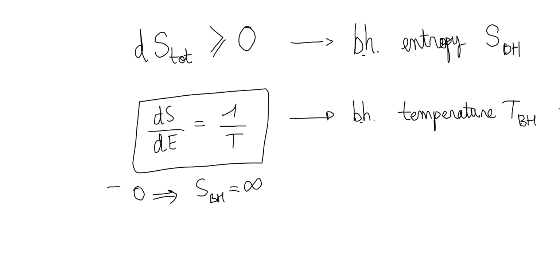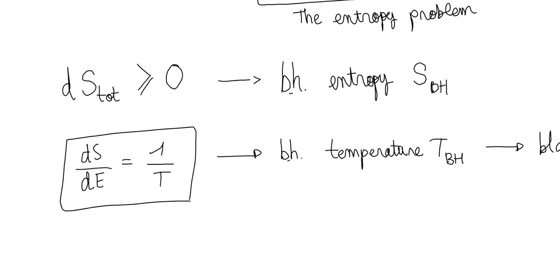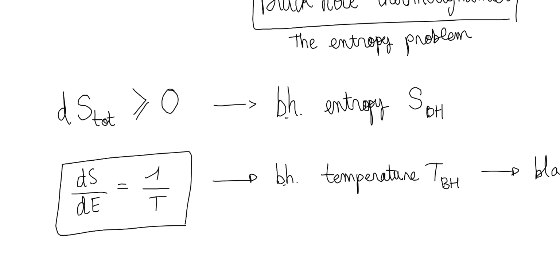Therefore, we have a problem, just the entropy problem, because we're trying to associate the black hole with an entropy, but this leads to a temperature, and temperature tells us that the black hole must radiate, but we know that a black hole does not radiate, so we have a problem here.